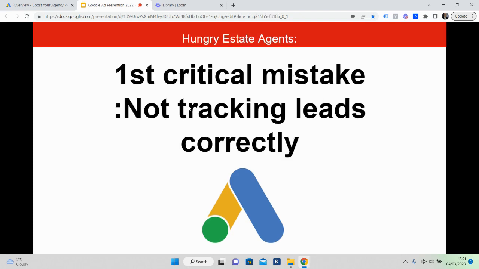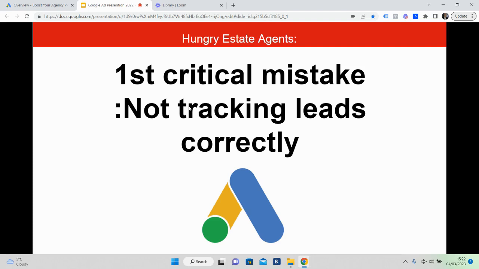Critical mistake number 1 is not tracking leads correctly. Now, leads are either phone calls or contact forms, whether that's an online valuation or someone looking for an inquiry, not tracking that properly. And that's just some stuff that you need, like a little pixel that you need putting on certain websites and certain pages. Come across a client the other day.